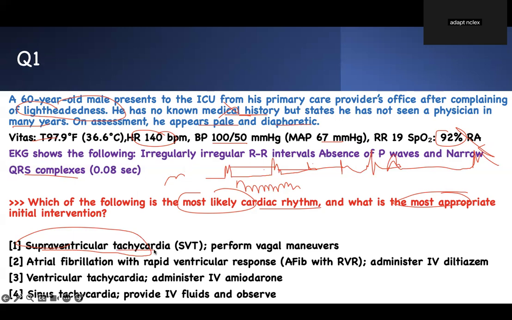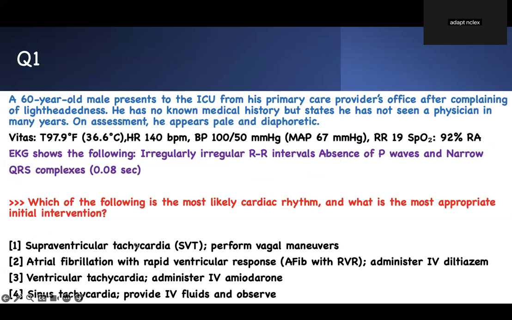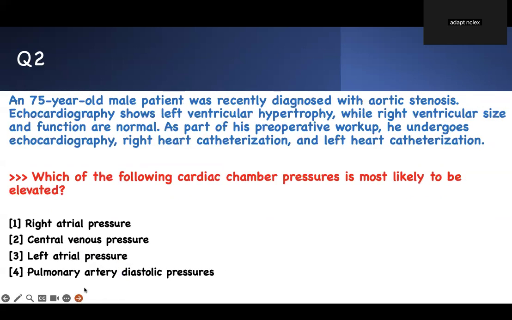Atrial fibrillation is classic with a rapid ventricular response. Why? Because it's 140. Ventricular tachycardia is going to have a wide complex QRS. So I'm not looking at anything else. I'm just looking at V-tach, and I know it's a wide complex, not a narrow complex. And sinus tach, there's always a P wave, right? Absence of P wave defeats that. And this is the way you can break it down, no matter how long the question is, guys. You got it. So number 2 is the right answer.